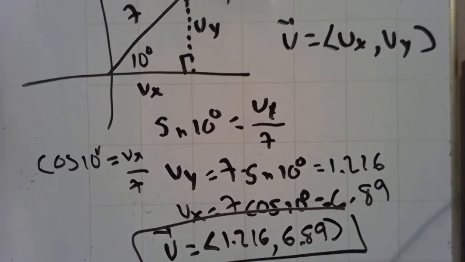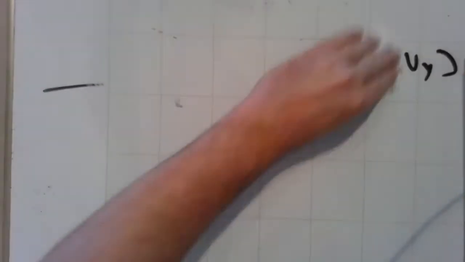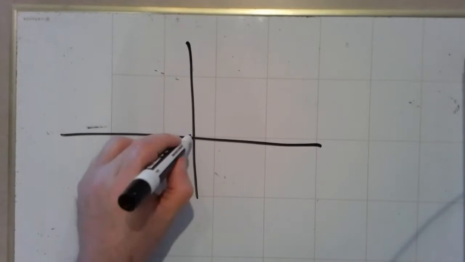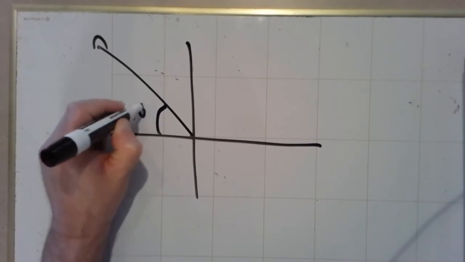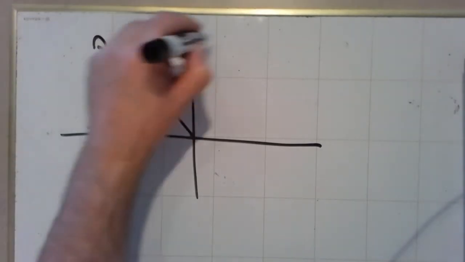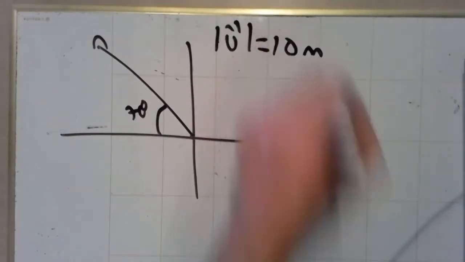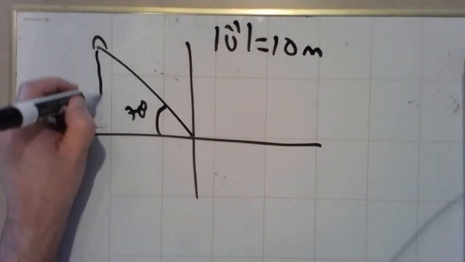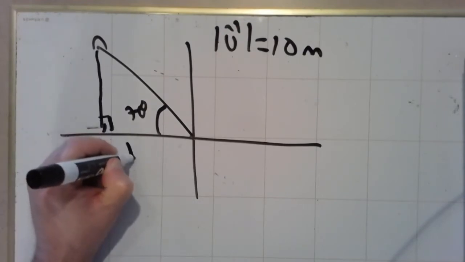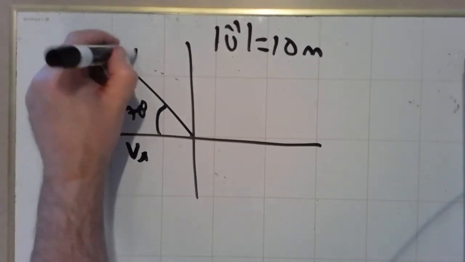Okay, let's do a harder one. Let's do one in quadrant 2. So let's say we know that this is a 70-degree angle, and let's say our magnitude is 10. And let's throw some units on here, 10 meters. Okay, we're going to draw our triangle. Here's my x component. Here's my y component. Magnitude is the hypotenuse, and it's always positive.